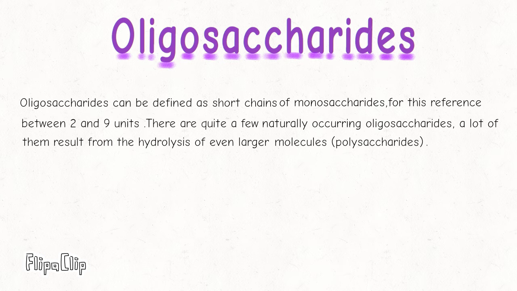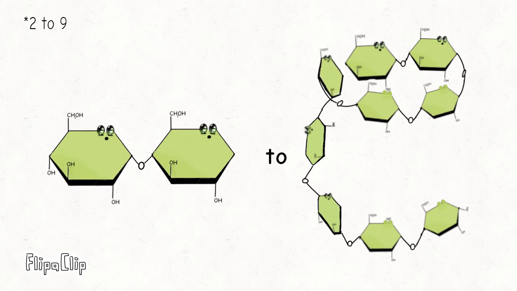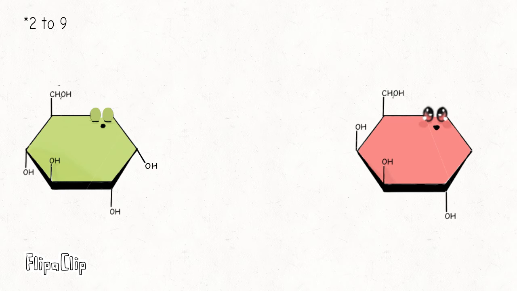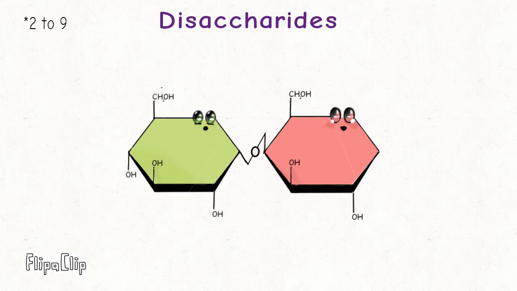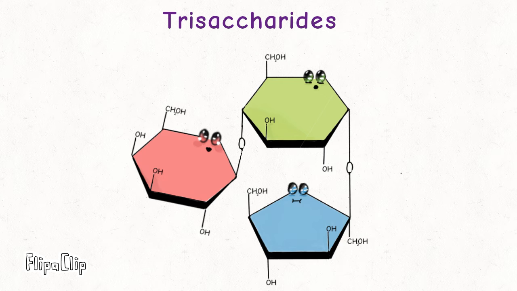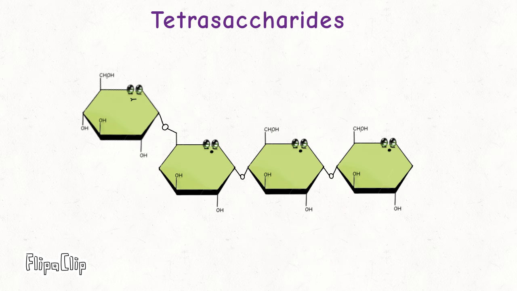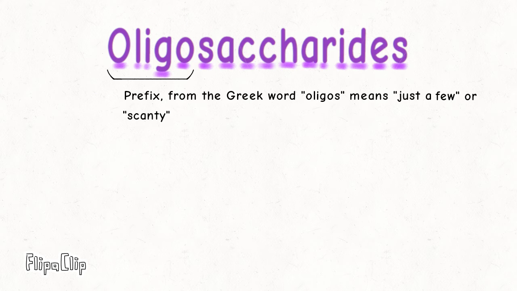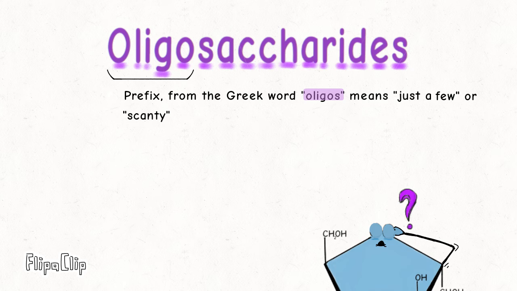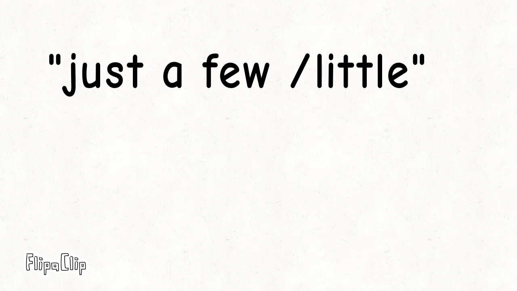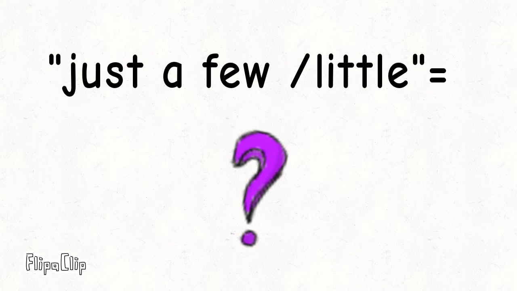Oligosaccharides. Polymers that are made out of the association of about 2 to 10 monosaccharides. They can include disaccharides that are made out of 2 monosaccharides, trisaccharides that are made out of 3 monomers, tetrasaccharides that are made out of 4 monomers, etc. Now, oligos as a prefix comes from the Greek word oligos, which means just a few or scanty. As you can tell, that's very vague, which is why it's up to interpretation what you define as an oligosaccharide.